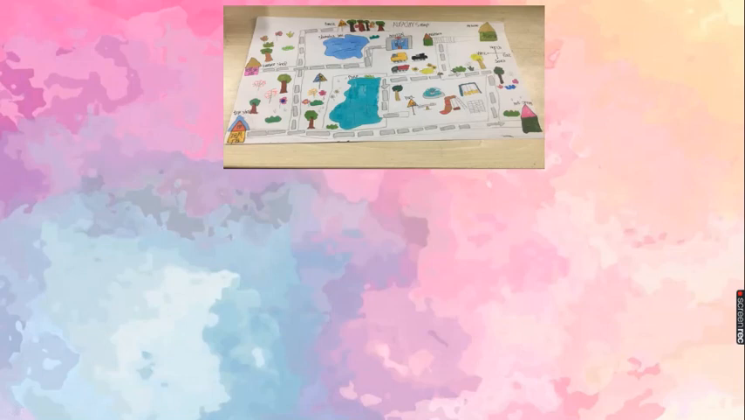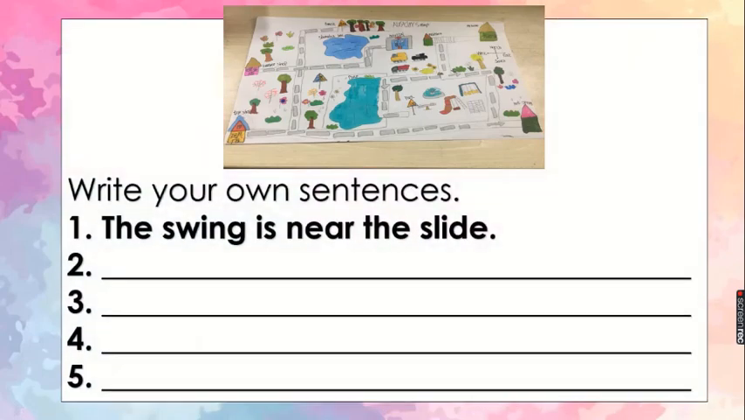For example, this is Austin's map. So you'll write your own sentences using prepositions. So here we have 5. Actually, you will have to write 9 or more. So one sentence for each preposition. So the first example I wrote here is, the swing is near the slide. Can you find the swing? This is the swing. I hope this is the swing. I hope I'm not wrong. It's not far from the slide. It's near the slide. Wait, Austin, did I make a mistake? Please tell me if I made a mistake. Because I think I made a mistake.